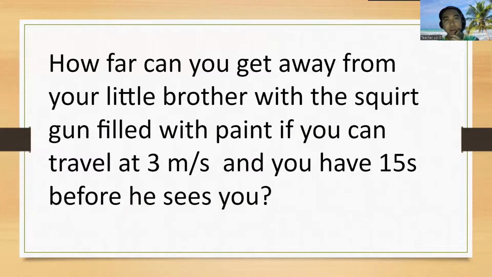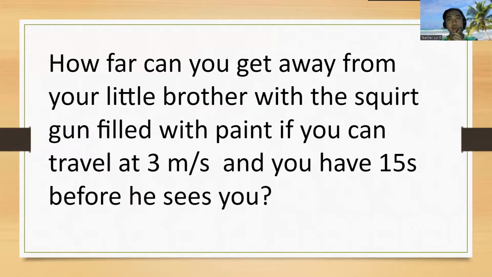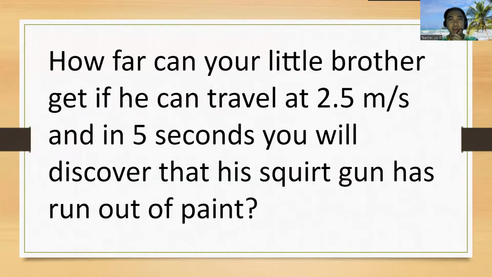Next, how far can you get away from your little brother with a squirt gun filled with paint if you can travel at 3 meters per second and you have 15 seconds before he sees you? Okay, i-pause nyo muna tong problem. Try to solve this and try to use this formula and share it in our comment box.